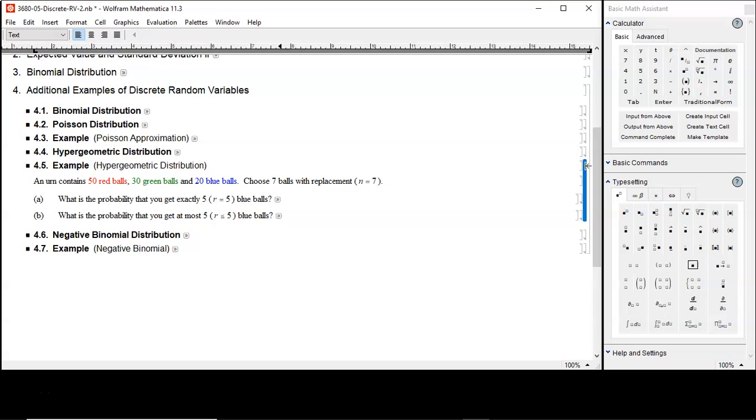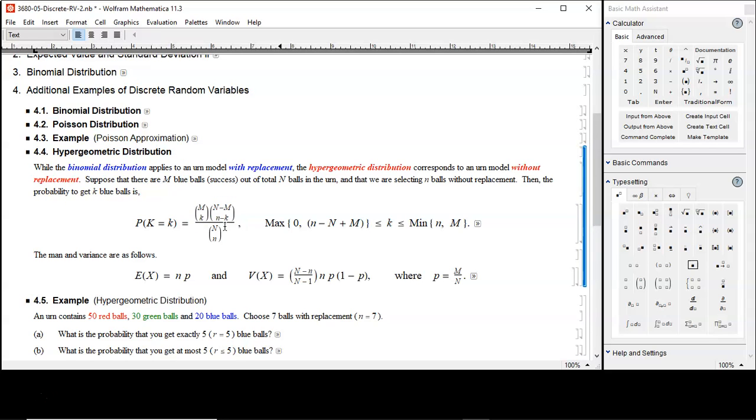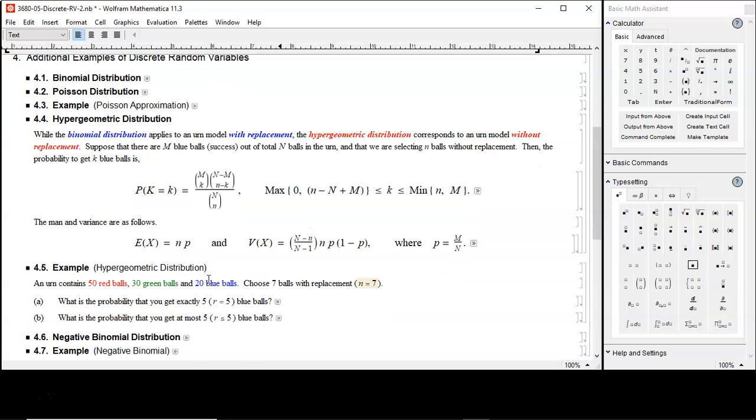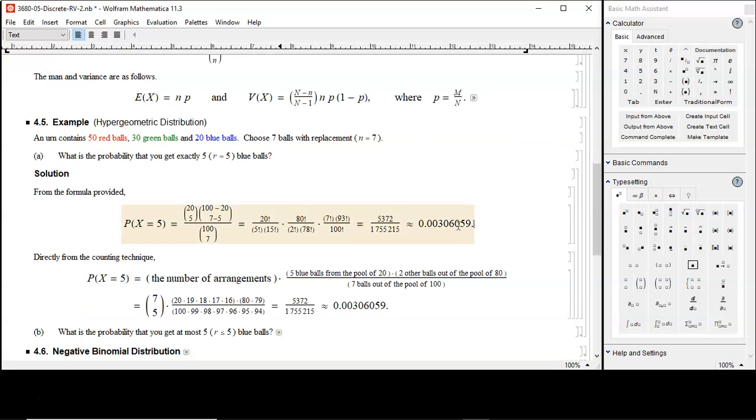An urn contains 50 red balls, 30 green balls, and 20 blue balls. Choose 7 balls without replacement. And the probability you get exactly 5 blue balls, at most 5 blue balls, you can calculate using this formula here for probability mass function. You're selecting 7 balls, so small n is 7, and then how many balls are there total? So capital N is 100, and then capital M is 20 blue balls. So from here you can calculate everything. You see, just this computation, and simplify, and run your computation like this.